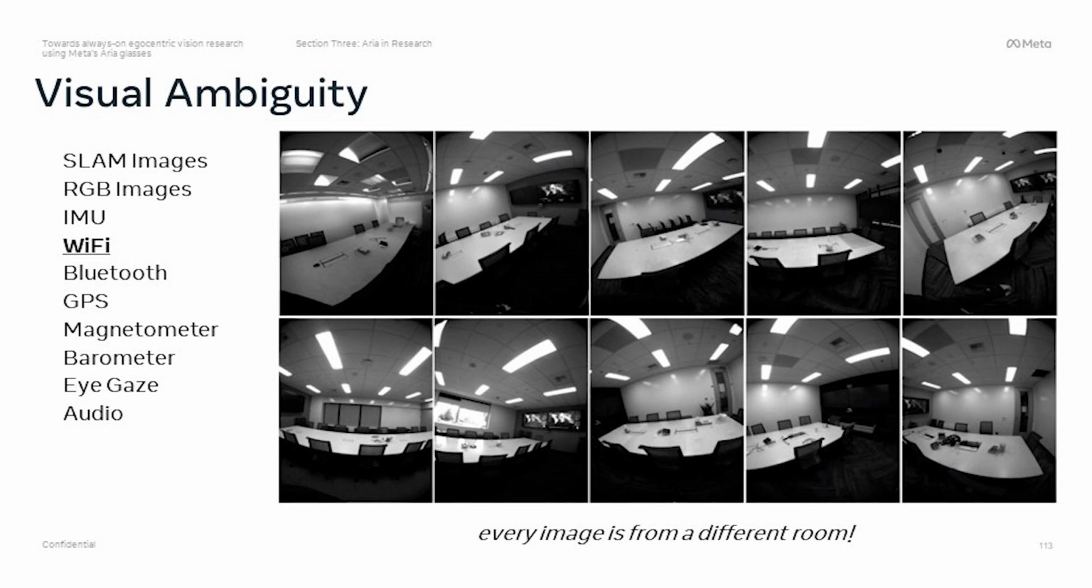Addressing visual ambiguity is one of our core uses of Wi-Fi information. Here I'm showing 10 different conference rooms, which all have very similar visual appearance, at least from the human perspective, and are hard to distinguish. And also, our visual localization algorithm can easily fail by localizing into a wrong room.